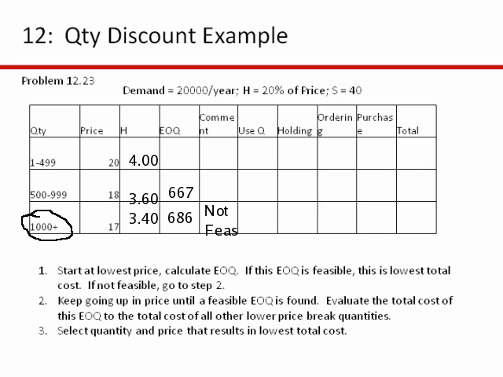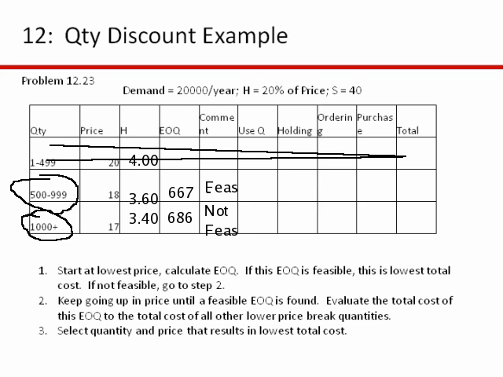Okay, so that is an EOQ. Now, can we buy 667 for $18? Well, the answer is yes, we can, because for that $18 price, we have to buy between 500 and 999. So this is a feasible EOQ. All right, so that's step 2. And we don't need to evaluate the $20 price, because once we find a feasible EOQ, we stop going up. So all we have are these 2 options to evaluate.